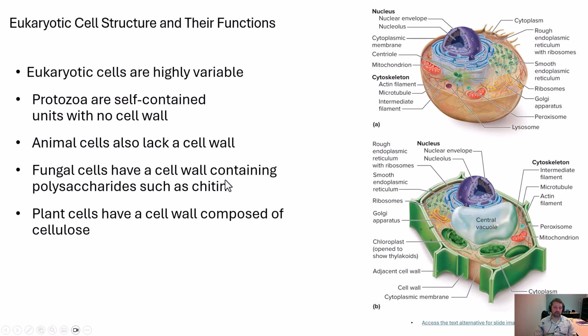Like fungi, it's chitin, and plants is cellulose, and that chitin cell wall kind of connects animals and fungi a little bit, because animals also produce chitin as exoskeleton material. And so that's for a different class, a different time, different discussion.